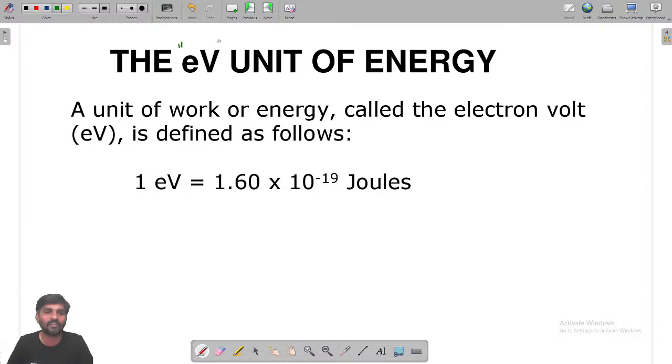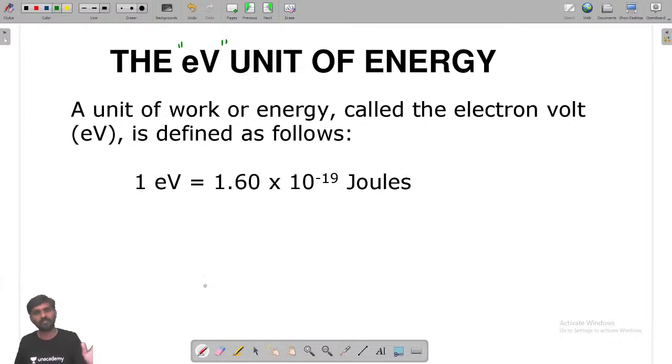So why do we need this? It is showing 1 electron volt is equal to 1.60 × 10 to the power minus 19 joules. Very simple, sir.